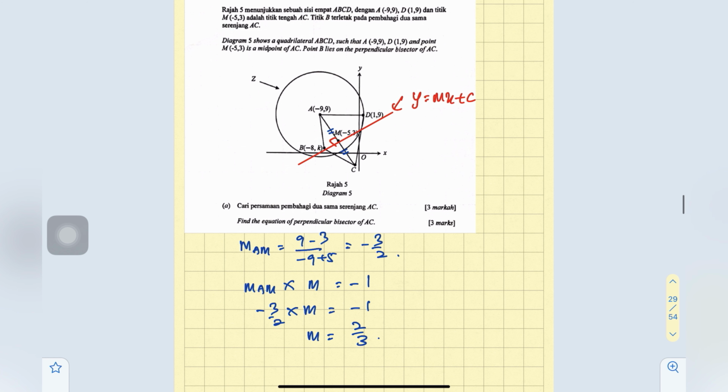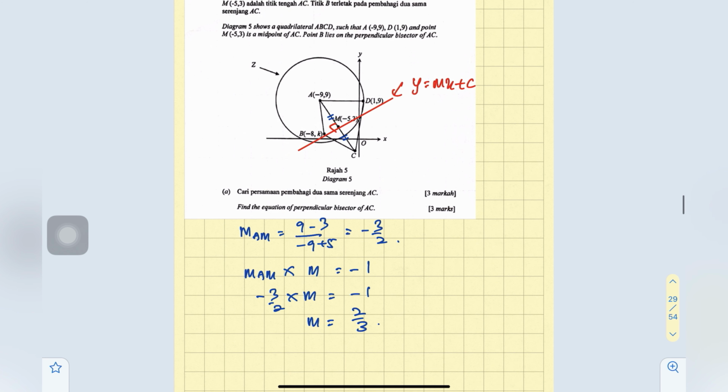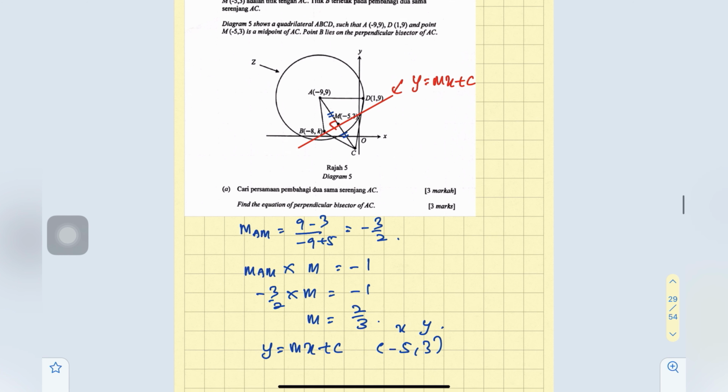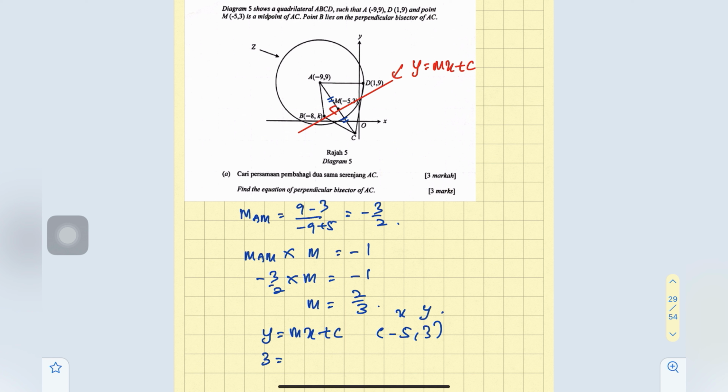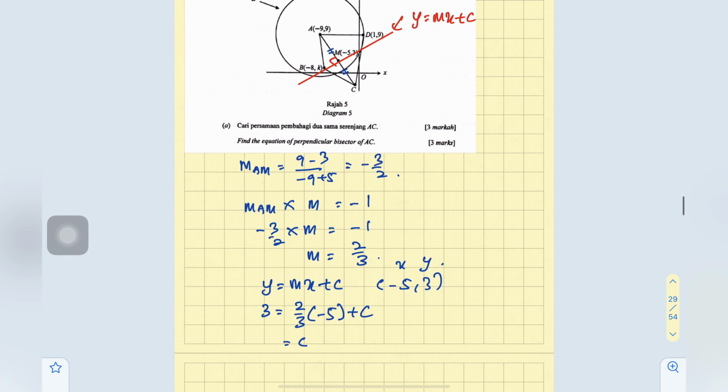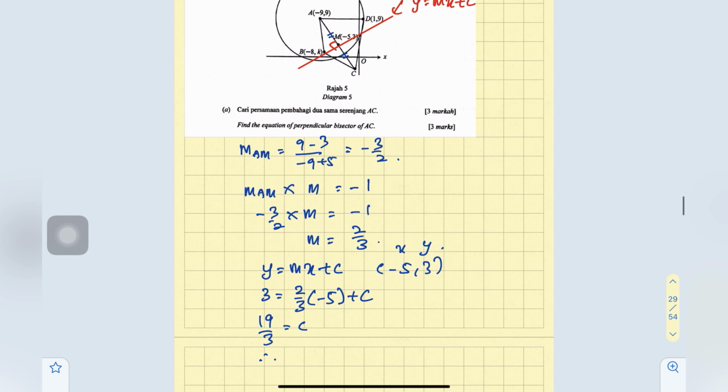Okay, so masukkan dalam equation Y equals to MX plus C. Dia passes through midpoint, which is M is negative 5, 3 kan. Jadi ni kita masukkan lah. Okay, Y is 3. M is just now 2 over 3. X is negative 5 plus C. So kita boleh carilah. C is 19 over 3. So bolehlah cari equation of perpendicular bisector kita masukkan balik.